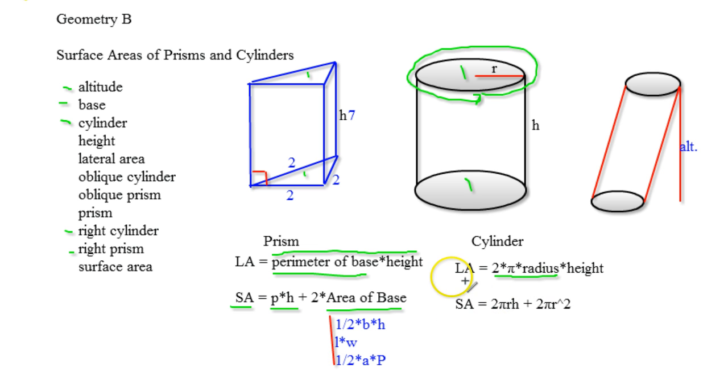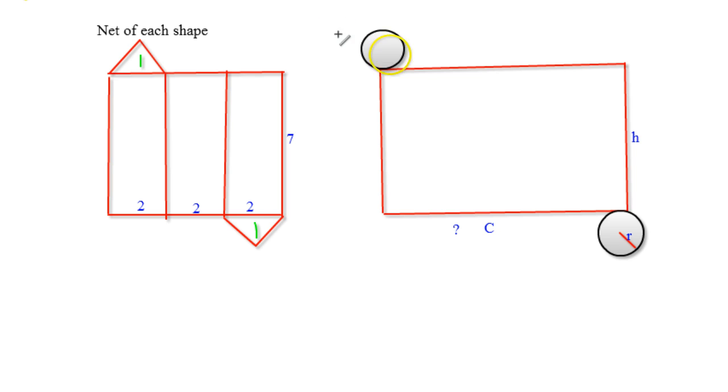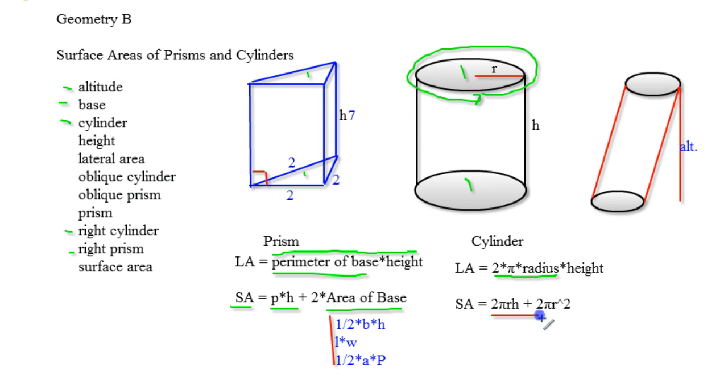Now lateral area is just the area around the cylinder. Now if we wanted to find the actual surface area, we'd also need to find the area of these two shapes, which are just circles with a radius on there. So that's why we have circumference times height plus 2 times pi r squared. And that's why the surface area is this formula right here. And just remember 2 pi r is actually circumference, so if you want to rewrite it as that, you can.